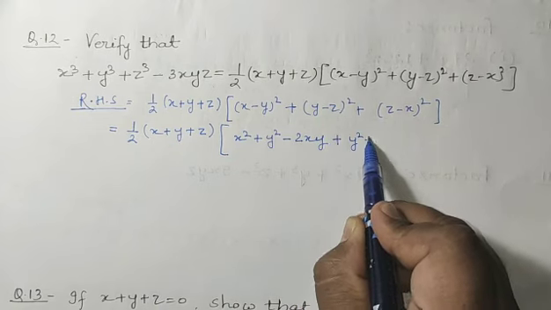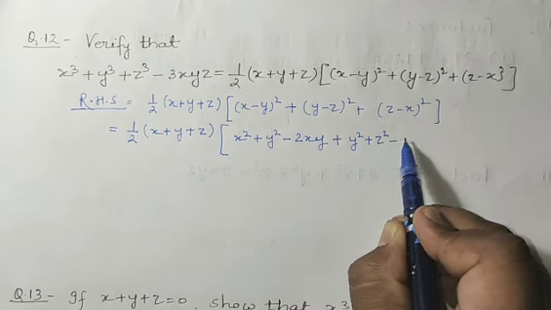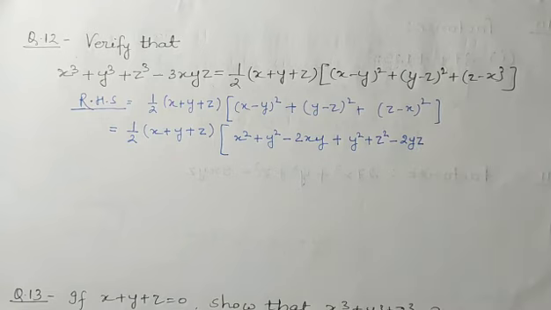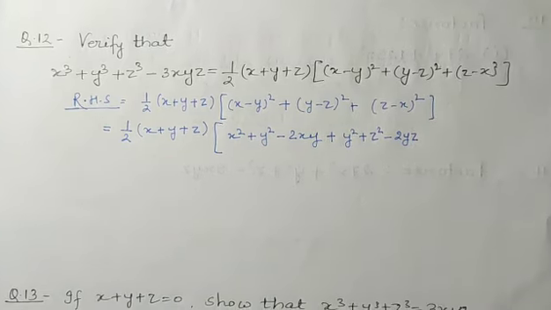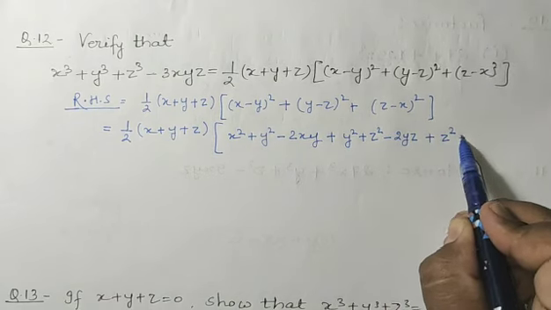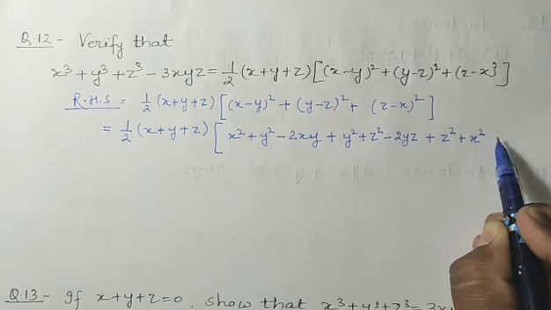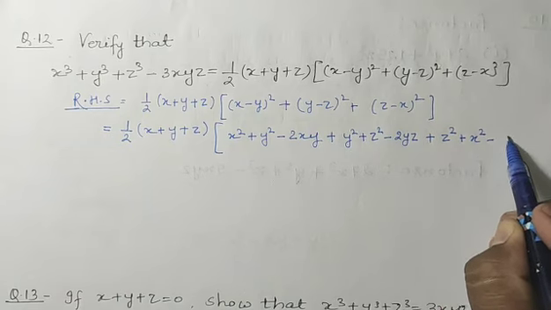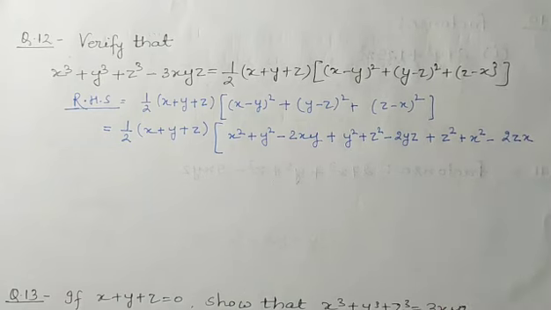Y square plus z square minus 2yz. Okay, now the square of z minus x will be what? Z square plus x square minus 2zx.